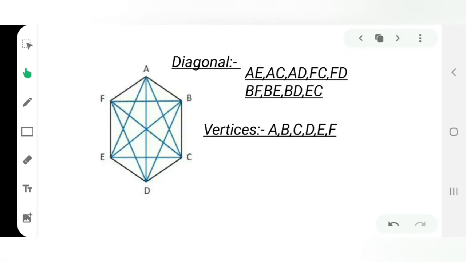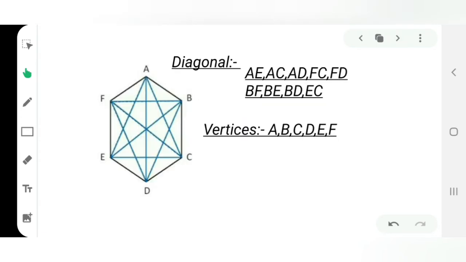In a hexagon, how many diagonals are there? 1, 2, 3, 4, 5, 6, 9. A total of 9 diagonals are there. The vertices of this hexagon are A, B, C, D, E, F. The diagonals are mentioned here. You can see clearly.